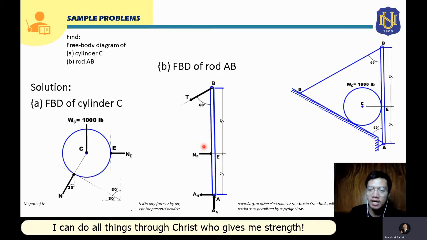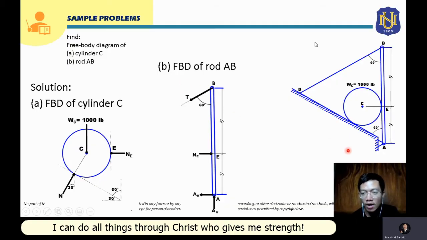Now, for the support of rod AB here at point B, it is supported by a cable. So the reaction force that it will provide will be a pull, a tension force, and we will label it as T. This tension force will be applied along the direction of the cable. Since the cable is 60 degrees from the vertical, this tension force will also be 60 degrees from the vertical. So this will now be the reaction force provided by the cable.